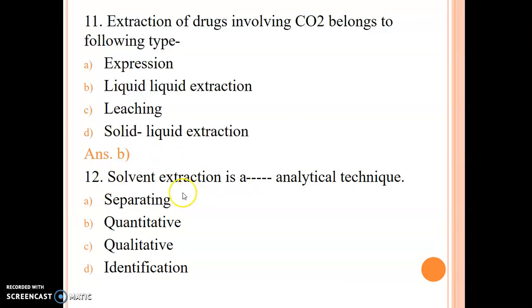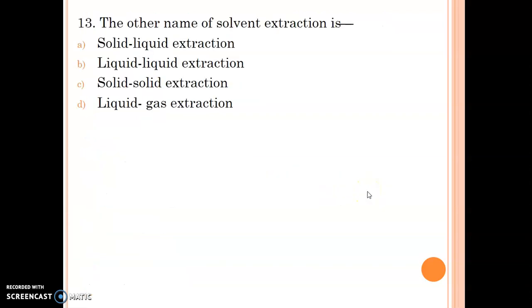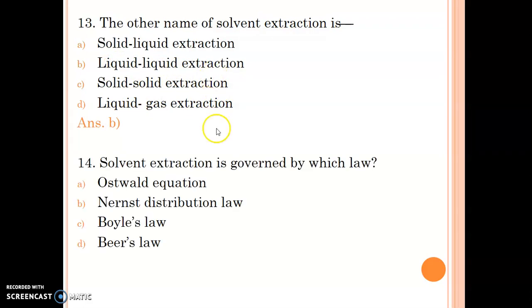Next question is: solvent extraction is a, analytical technique. Options are separating, quantitative, qualitative or identification test. Okay. So correct answer is option A, that is solvent extraction is a separating analytical technique. Next question: the other name of solvent extraction is, and options are solid liquid extraction, liquid liquid extraction, solid solid extraction or liquid gas extraction. Correct answer is option B, that is liquid liquid extraction.